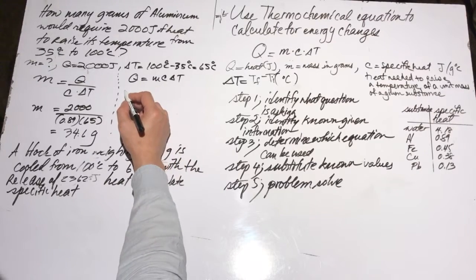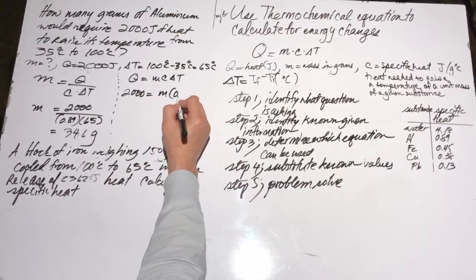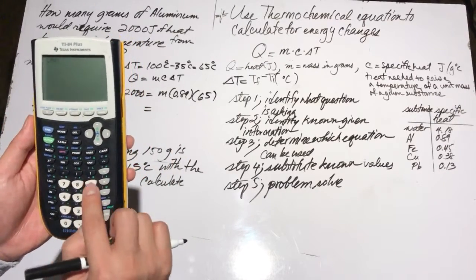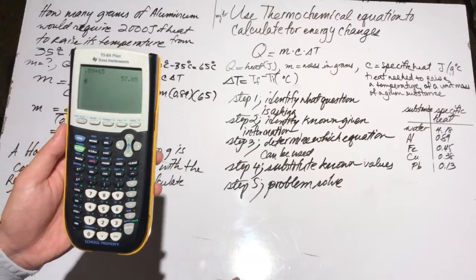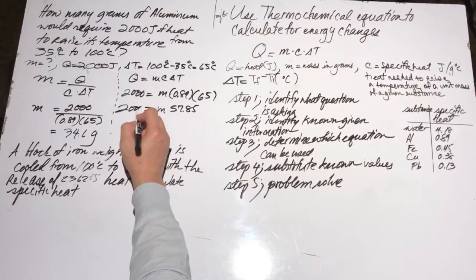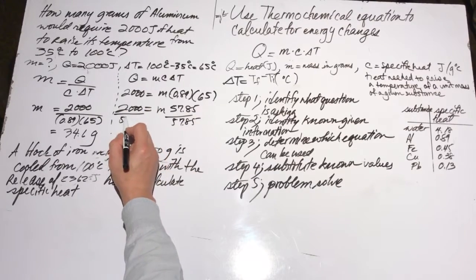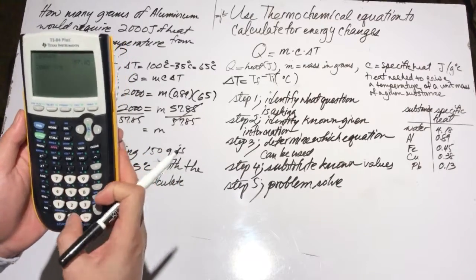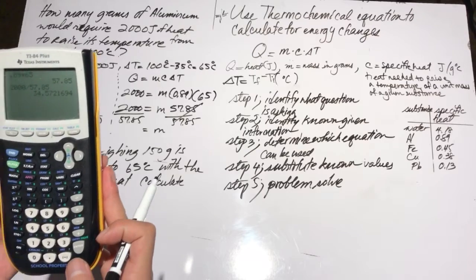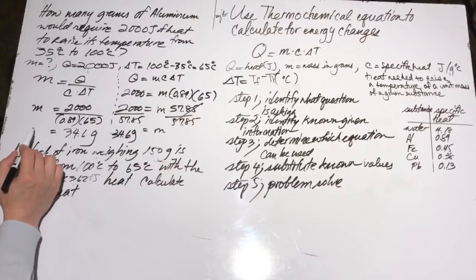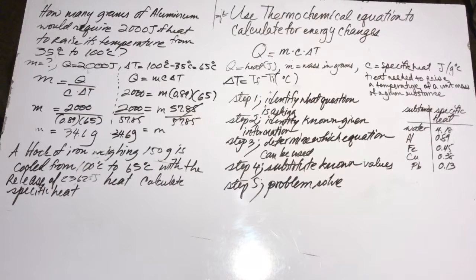In the second way, 2000 is equal to the mass, which is what we're looking for, times the specific heat 0.89, times the change of temperature. Multiplying these 2, 0.89 times 65, gives us 57.85. So you divide both sides of the equation by 57.85. m is equal to 2000 divided by 57.85, and the answer is exactly the same, 34.57, which is 34.6 grams. You can do it 2 different ways. Whichever way you prefer, I don't mind, as long as the answer is the same.